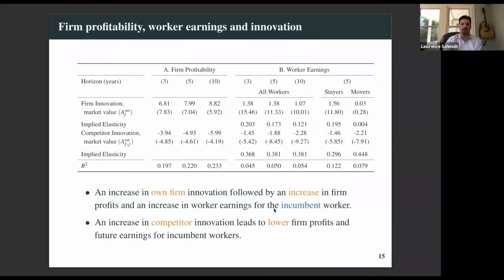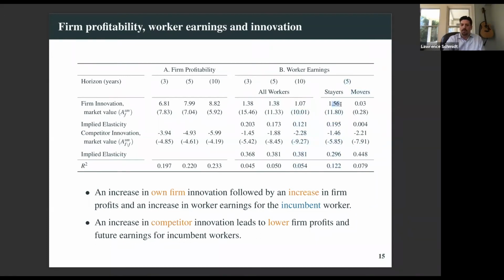Okay, now what we're going to do next is run essentially the same regression, but at the worker level. So we can say, for the average worker, how much do my earnings change over the next 3 or 5 or 10 years if my own firm develops new technologies that are valuable, or if competitors develop new technologies. So remember that firm coefficient was something like 8 percentage points in response to 1 standard deviation change. The equivalent worker coefficient is going to be 1.38. I'll talk about the magnitudes in just a second.